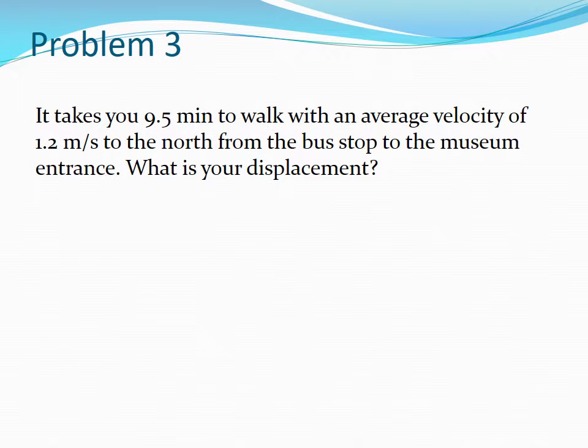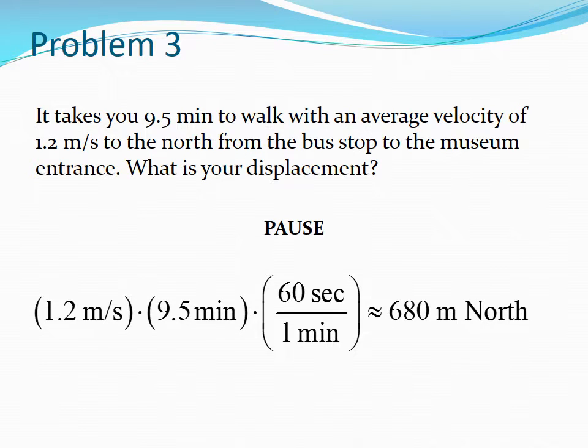It takes you 9.5 minutes to walk with an average velocity of 1.2 meters per second to the north from the bus stop to the museum entrance. What is your displacement? Pause the video to work on the problem. Did you get 680 meters north?